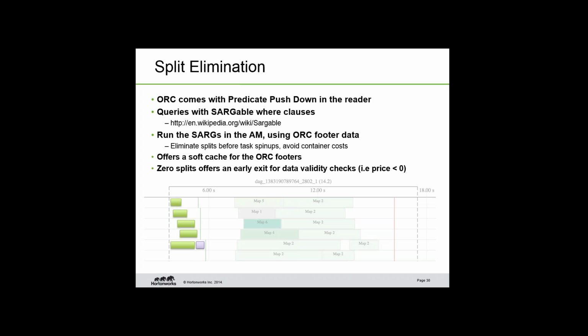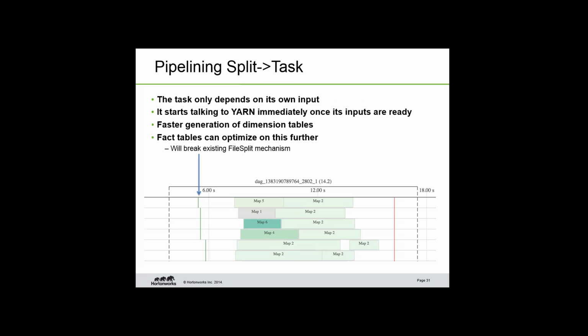It also helps with split elimination for ORC files, through predicate pushdown into the reader. Queries with SARGable where clauses run the SARGs in the AM, using the ORC footer data to eliminate the splits before the task spin-ups and avoid the container cost. It also offers a soft cache for the ORC footers themselves. Pipelining of splits for the task is also available.